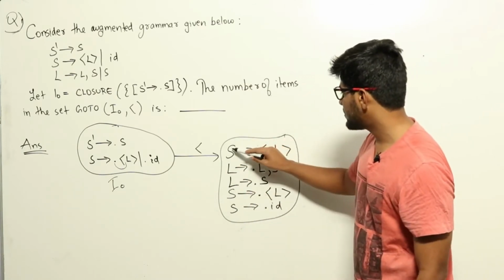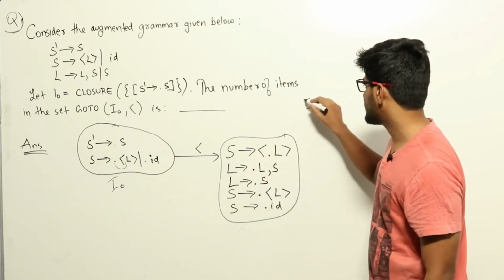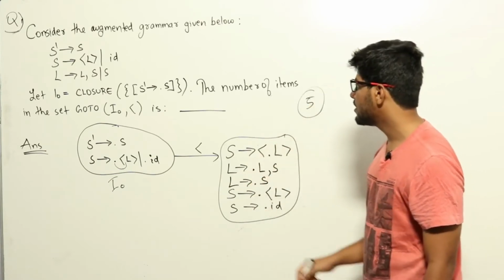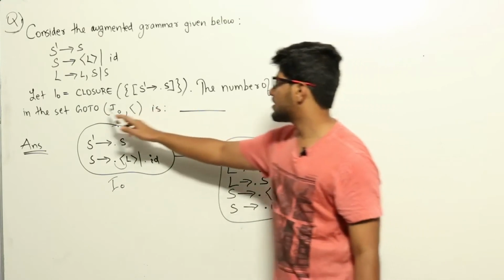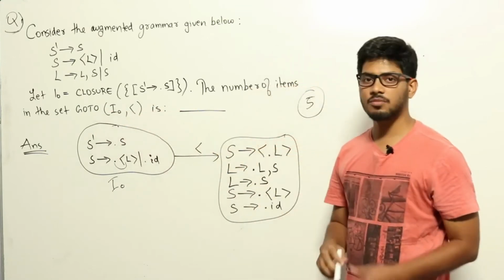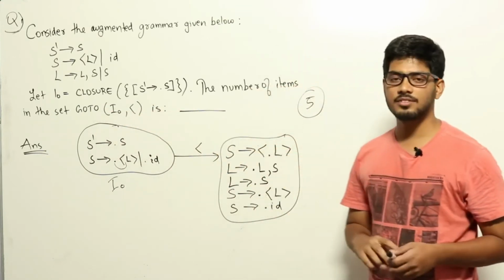Now this set contains 1, 2, 3, 4, 5 elements. There are 5 items in this set. So which means the set GoTo of I0 comma left bracket will be containing 5 items.